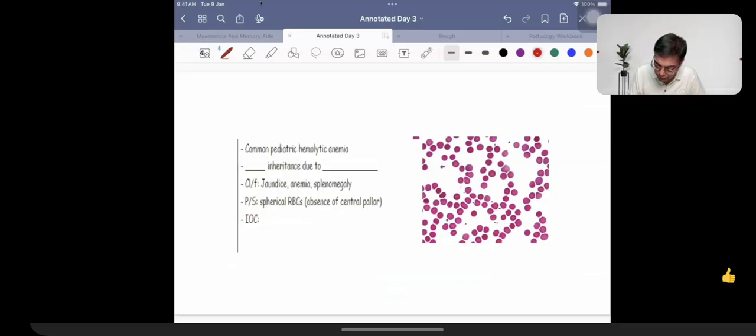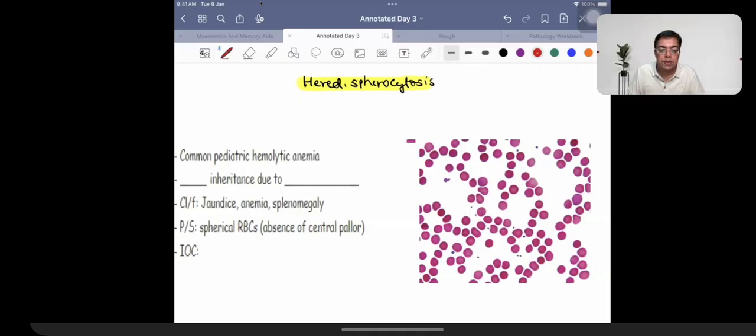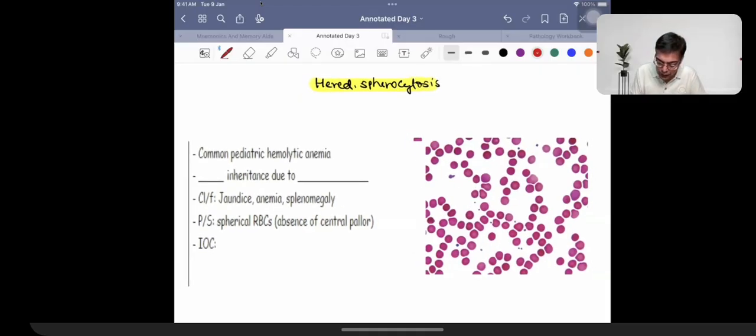First condition, hereditary spherocytosis. Hereditary spherocytosis is an example of a condition in which the patients are classically children. It is a condition seen in children, and the patients are going to be having hemolytic anemia.